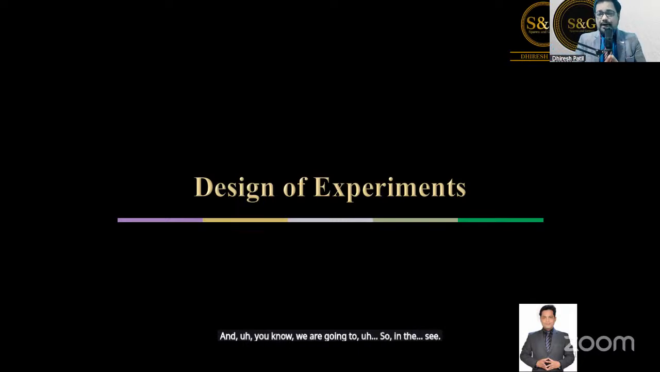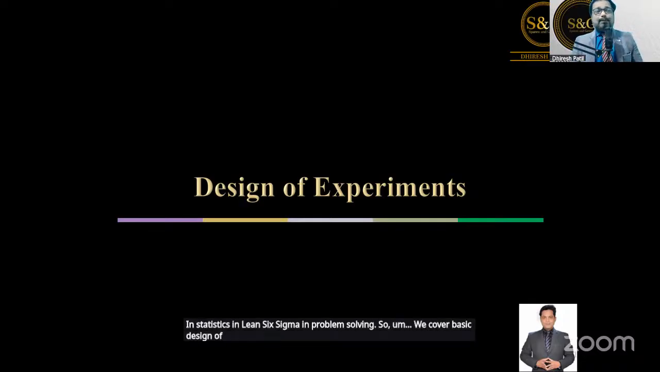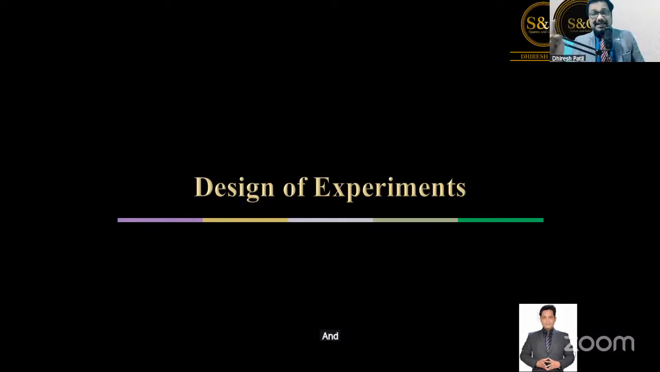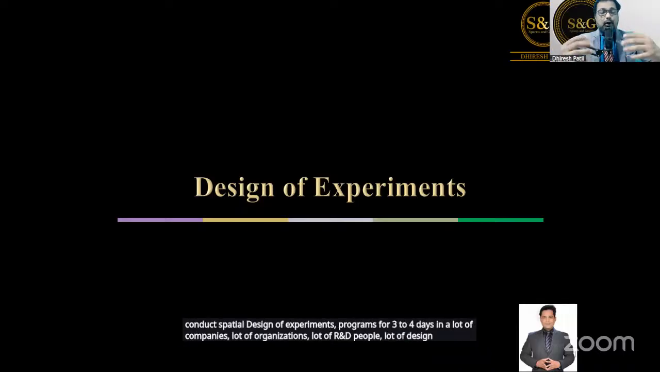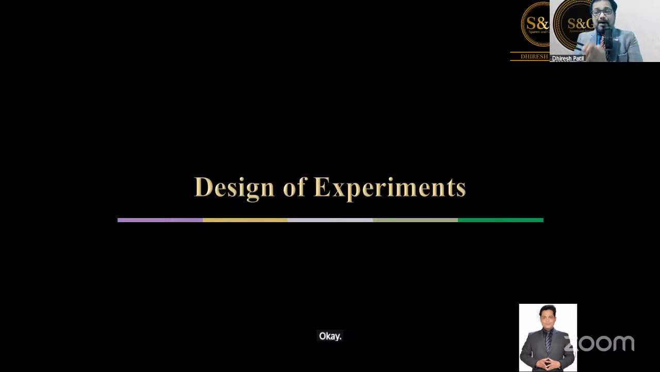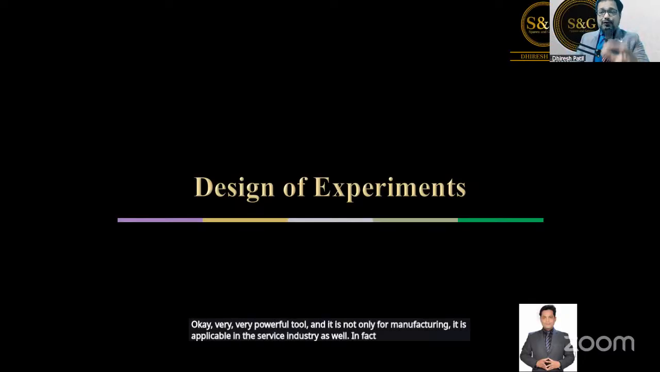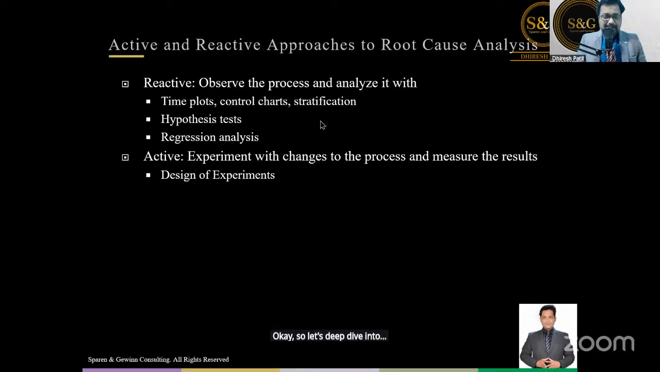Design of experiment is a very advanced concept in statistics, in Lean Six Sigma, in problem solving. So we cover basic design of experiments in the black belt level, and we cover advanced design of experiments in the master black belt level. We conduct special design of experiments programs for 3 to 4 days in a lot of companies, lot of organizations, lot of R&D people, design people, manufacturing people. Very, very powerful tool. And it is not only for manufacturing, it is applicable in the service industry as well. In fact, I am going to give you an example of a service industry today. So let's deep dive into design of experimentation.